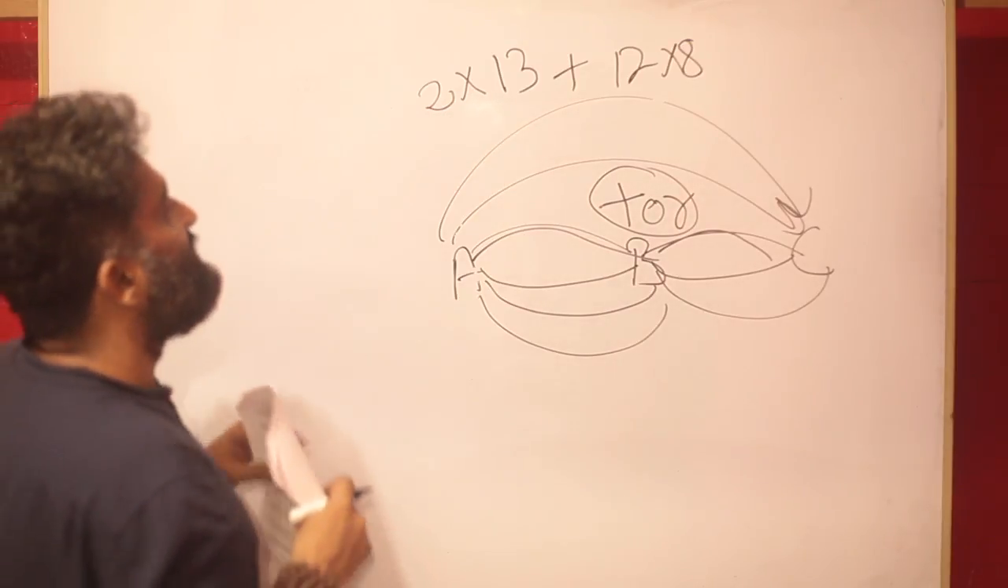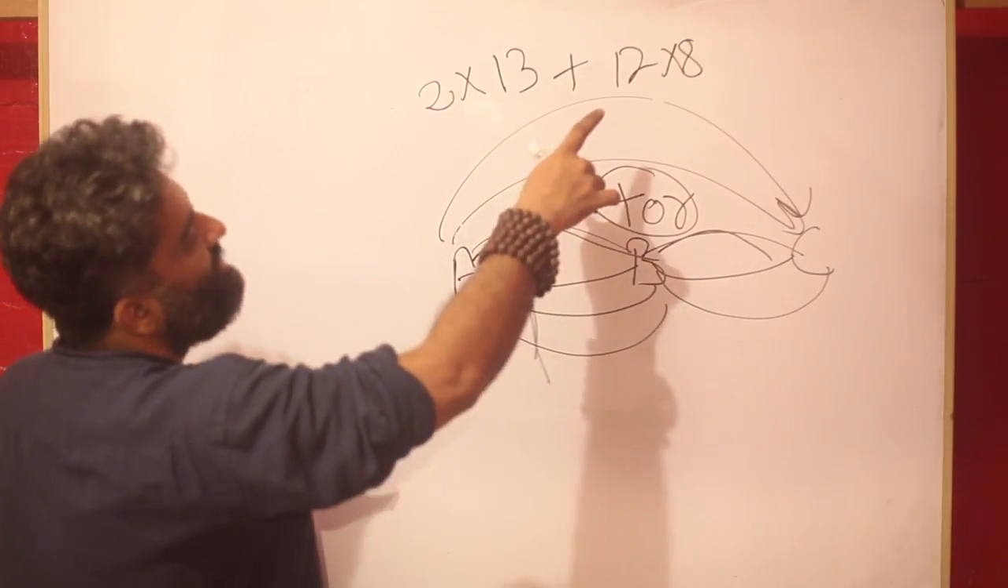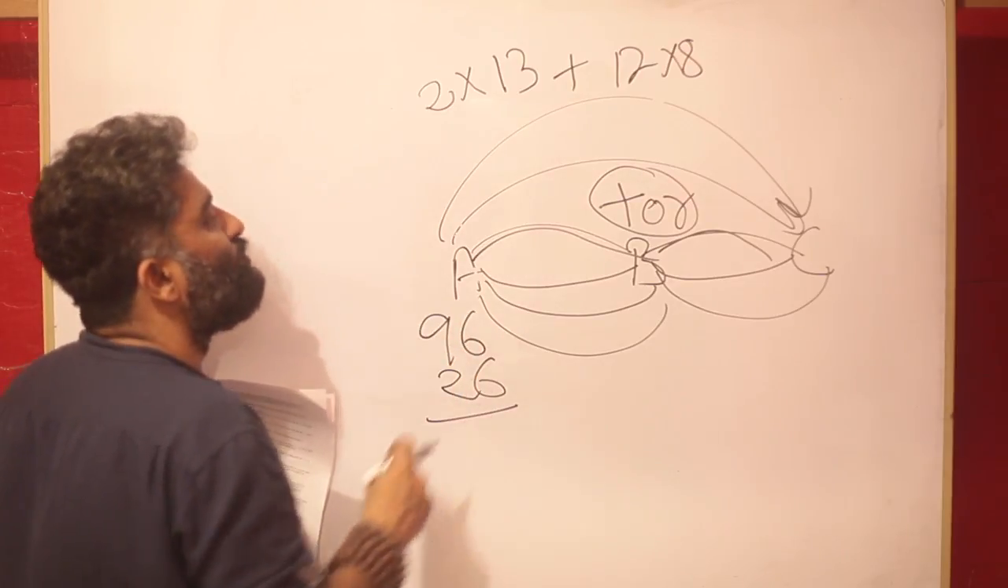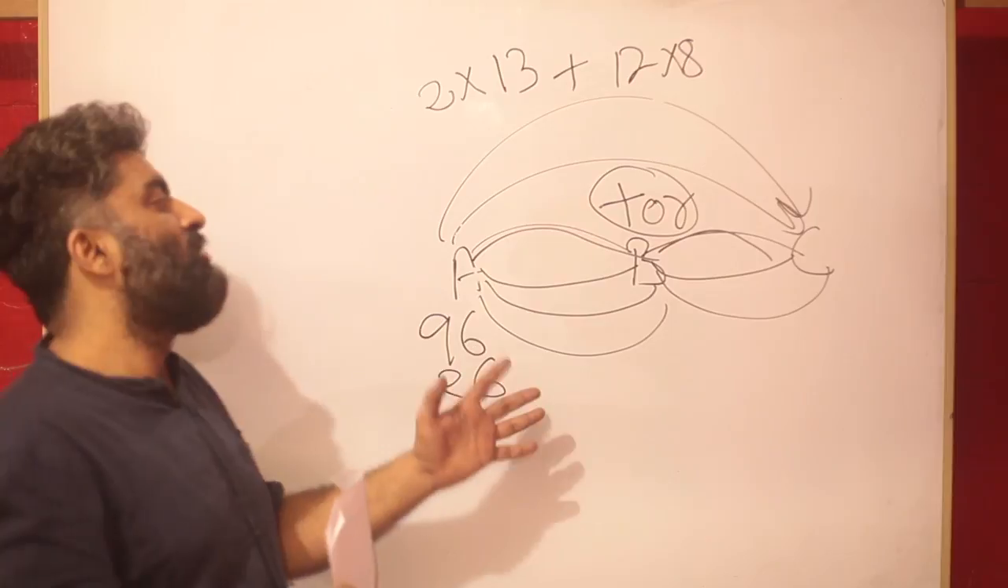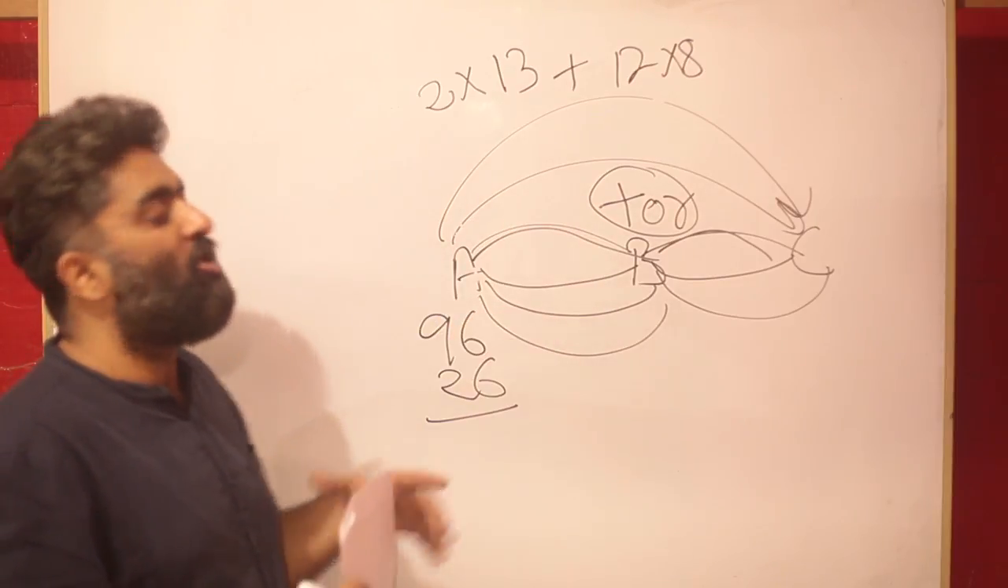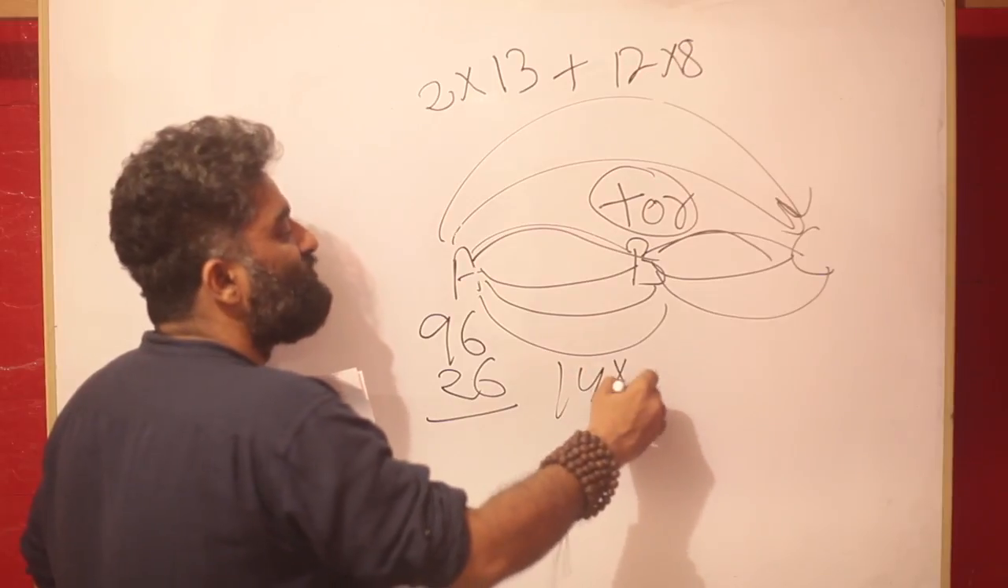So 2 into 13 is 26. 12 into 8 is 96. So 96 plus 26 should be your answer, right? And I hope the logic is also very clear to you. Why, and what is the problem with 14 into 13?